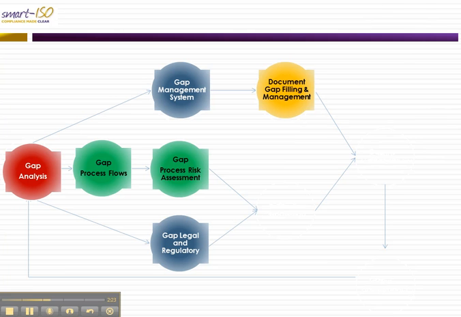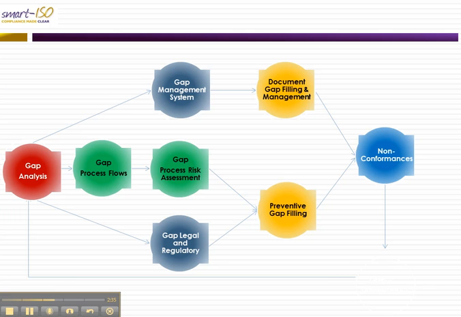From the management system, we would fill them by documents and the management side. From the process risk and the legal, that would be preventive gap filling from the actions that would come out from that. We would then monitor everything through a non-conformance regime, and that would lead to continual improvement. So that, in a nutshell, is the flow of the Smart ISO system.